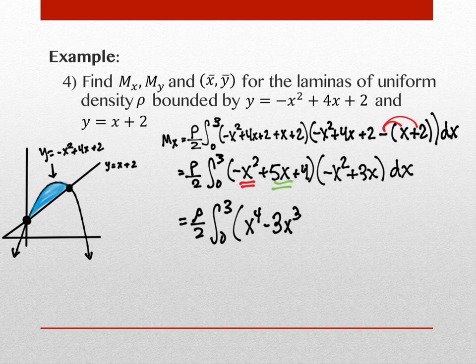So I'm going to distribute my 5x through. So my 5x times my negative x squared would be negative 5x cubed. And then my 5x times my 3x would be positive 15x squared.